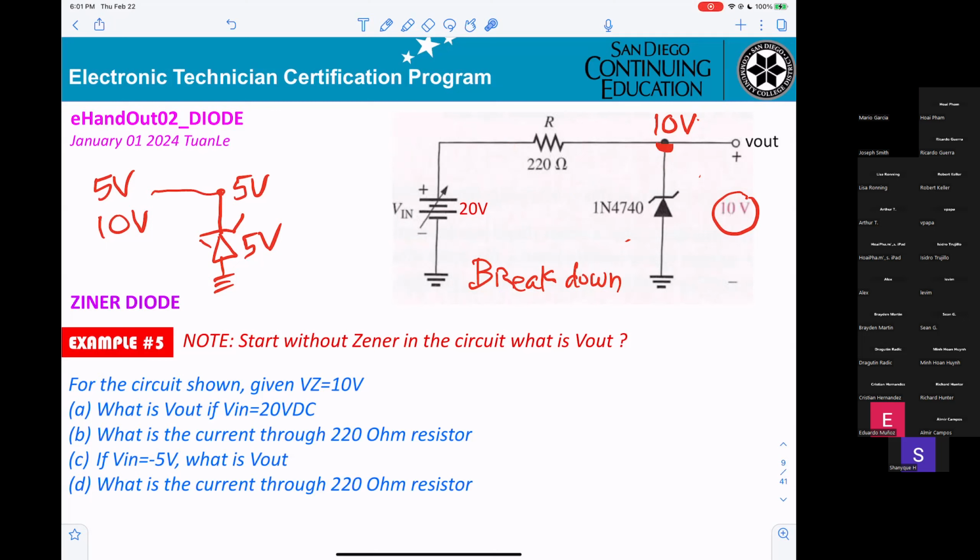Okay, yeah, go ahead. Okay. Number A, what is V out if V in is 20? The answer will be Zener breakdown.